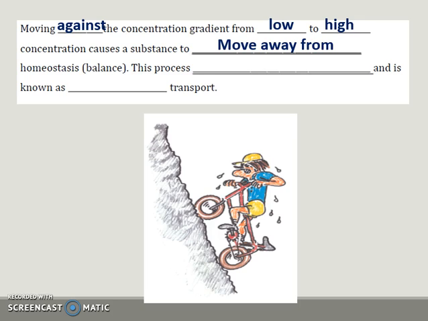means that you're going from low to high concentrations, which causes a substance to move away from homeostasis. This process requires ATP or energy and is known as active transport. So in this case, think of a person trying to go from the low point of a hill to the high point of a hill.